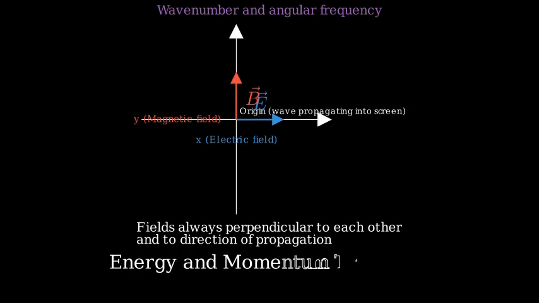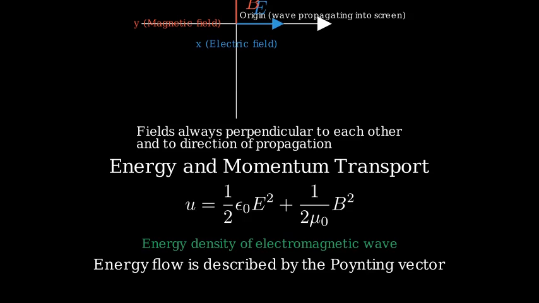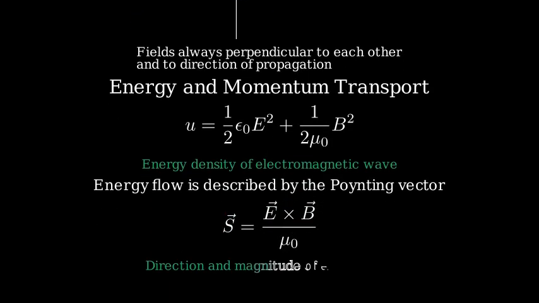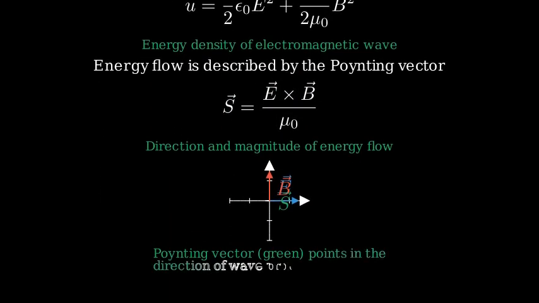Electromagnetic waves transport energy through space. The energy density of an electromagnetic wave includes contributions from both the electric and magnetic fields, and is given by U equals 1/2 epsilon naught E squared plus 1/2 over mu naught B squared. The direction and rate of energy flow is described by the Poynting vector, which is the cross product of E and B fields divided by mu naught, S equals E cross B over mu naught. For our wave, the Poynting vector points along the direction of propagation, the z-axis. This tells us that energy flows in the same direction that the wave travels.